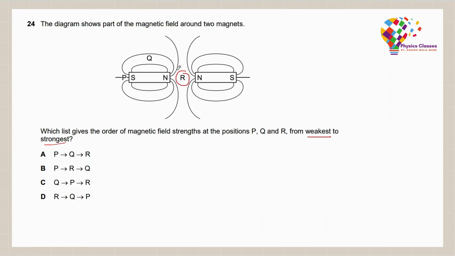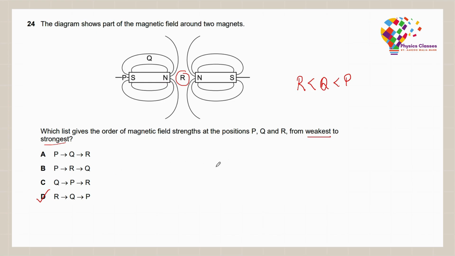Then if you compare Q and P, there are magnetic field lines passing through P and they are more crowded at P in comparison to Q. Therefore, Q is weaker in comparison to P. So P is the strongest. Therefore, option D is correct. The closer the magnetic field lines, stronger is the field.